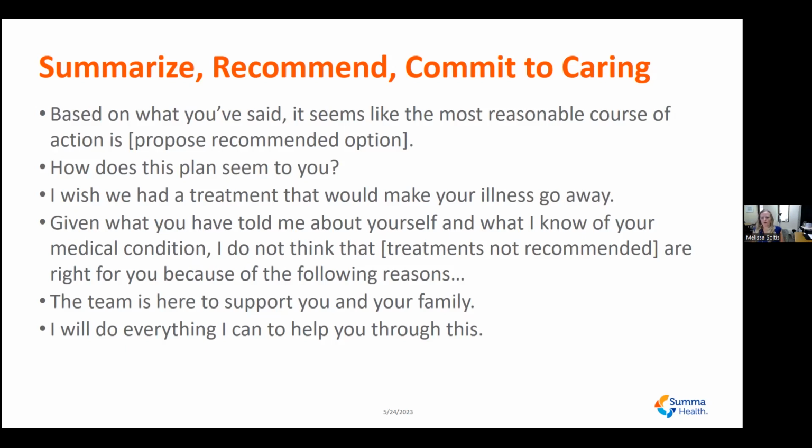The final part here, the final component with the patient and family is to summarize, again, to make sure you have it right. So based on what you've said, it seems like the most reasonable course of action is, and then propose recommended options. Make sure they are hearing you, that they agree, documenting that, and then, of course, at the end of that conversation, sharing with them that the team is here to support them, right? Even if they choose non-aggressive care, the team is here to support you and your family, that we're not going to abandon them despite the decisions.